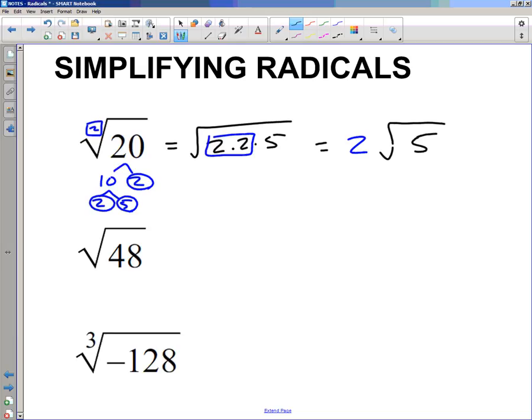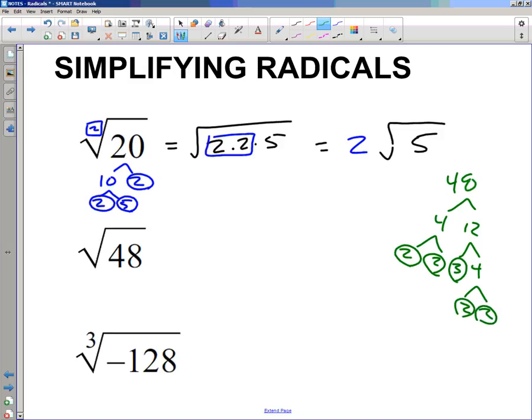All right, next problem, we're looking at 48, a little bigger number, so I'm going to start by splitting it up with a factor tree. So let's do a factor tree off to the side here. We've got 48, and we'll start splitting that up. 48 we can get from multiplying 4 times 12. 4 is 2 times 2. 12 is 3 times 4. 4 is 2 times 2. So we've split that up into its prime factors at this point.